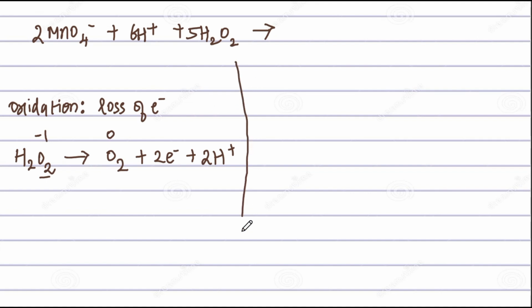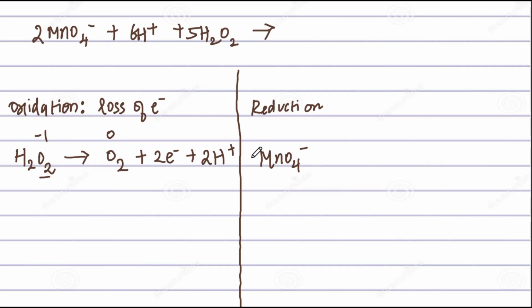Now let us go to the reduction half reaction, the reduction half reaction of MnO4 minus. Already 2 MnO4 minus is mentioned, but first let us not bother about the 2. We know that it is already mentioned as acidic medium. In acidic medium, MnO4 minus will be converted to Mn2 plus. So what is the change in oxidation state? The oxidation state of manganese in MnO4 minus is +7 and it is converted to +2. From +7 to +2, the difference is 5. So 5 electrons are gained because reduction is gain of electrons.